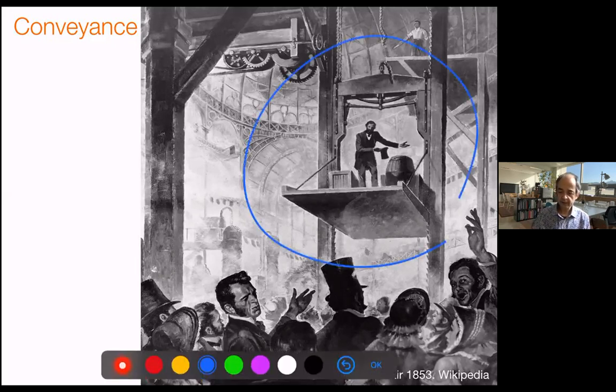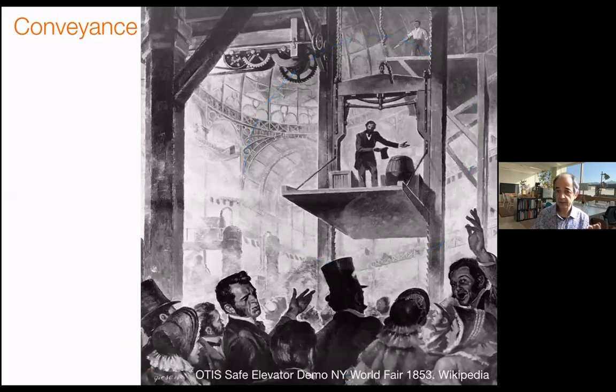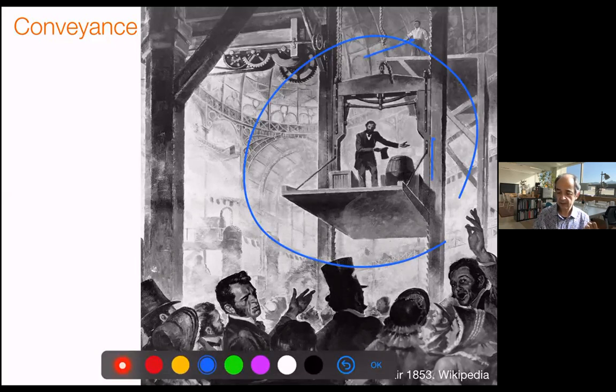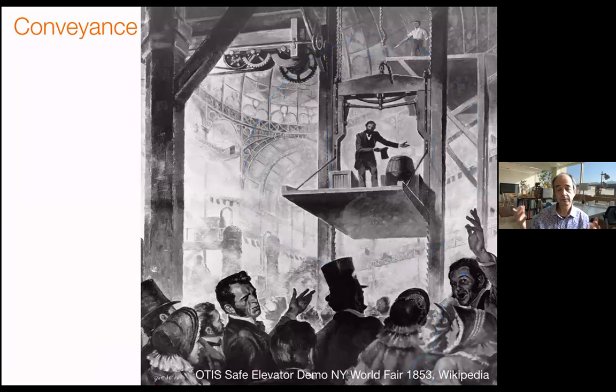So the photo is Otis, his demonstration of the safe elevator. The moment he demonstrated you can cut a cable and you don't fall down, became actually one of the factors to start the skyscraper and the construction in height trend, right?